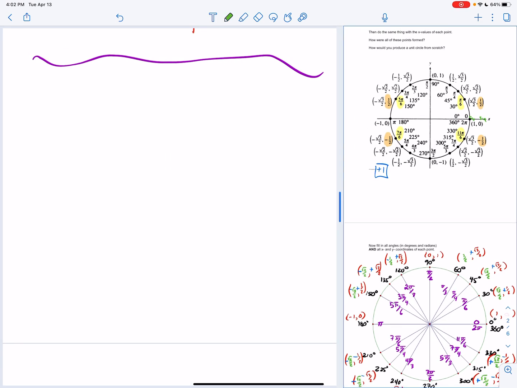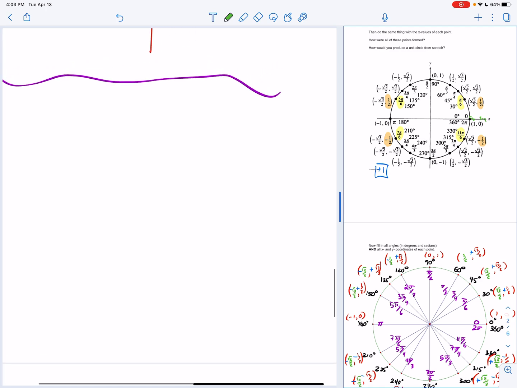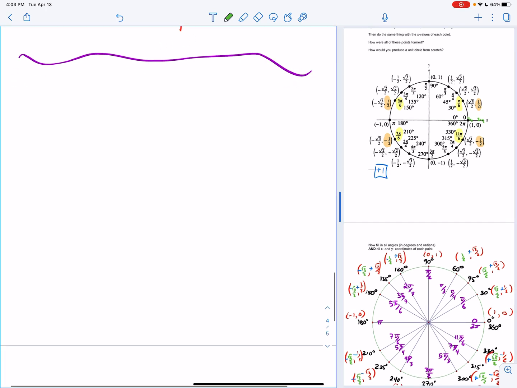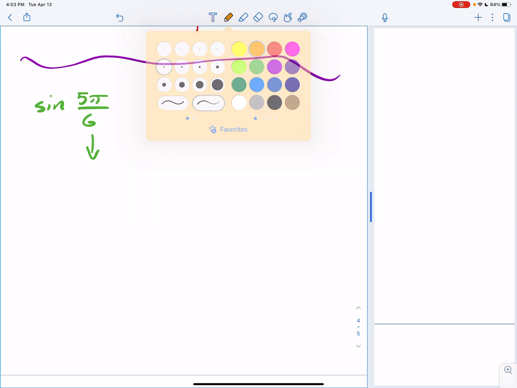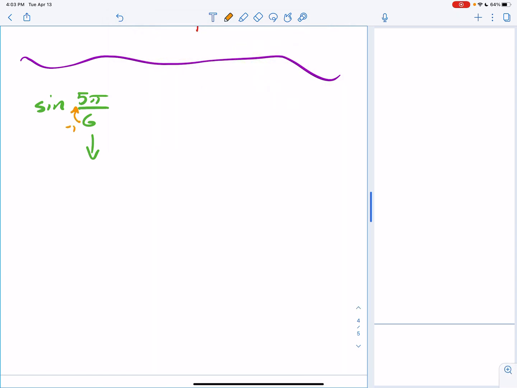So write this down. Let's say I wanted to figure out, and I'm going to go ahead and cover that up, the sine of 5 pi over 6. In your head, here's what you're thinking. 5 pi over 6, you should know where you are. That's definitely 1 less, so you know you're in quadrant 2.